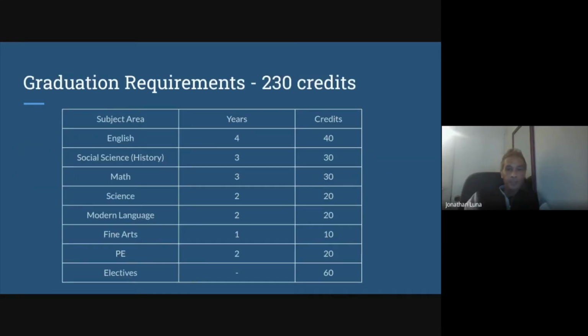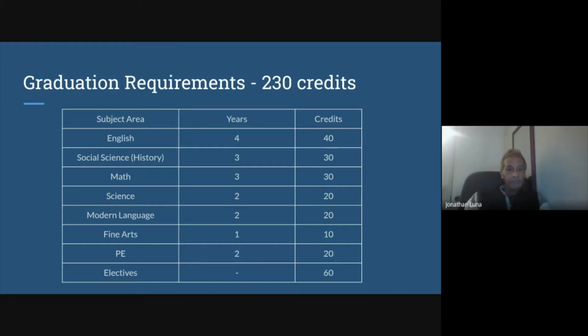Graduation requirements, 230 credits. That is the minimum number of credits that you will need upon completion of senior year. So as an example, by subject area, you will need 4 years and 40 credits of English.